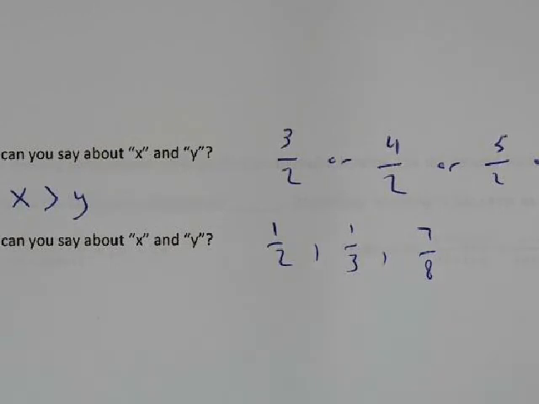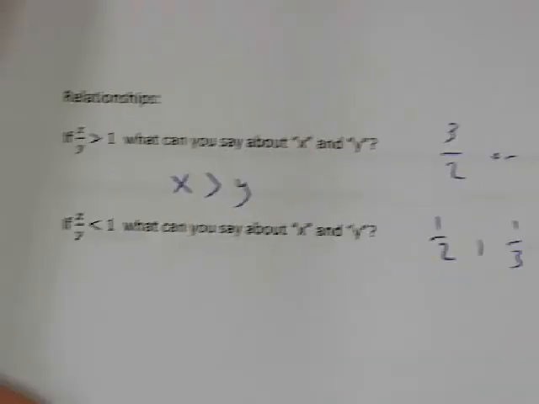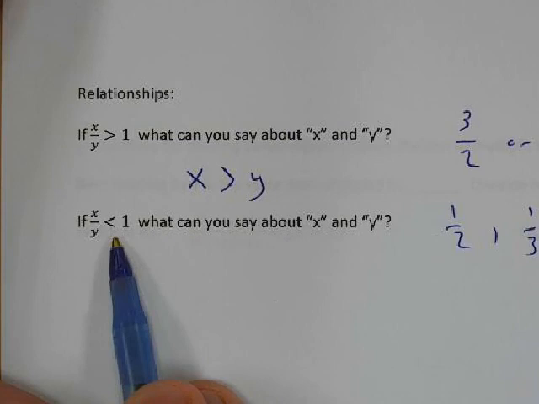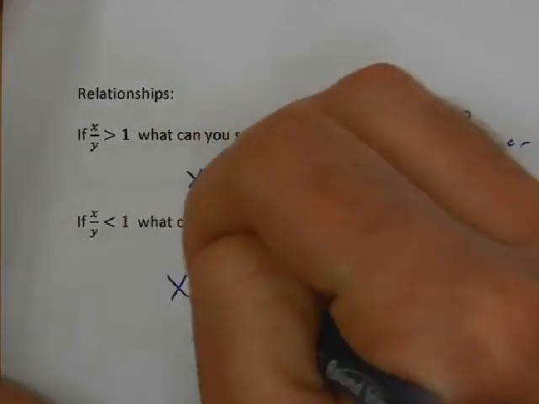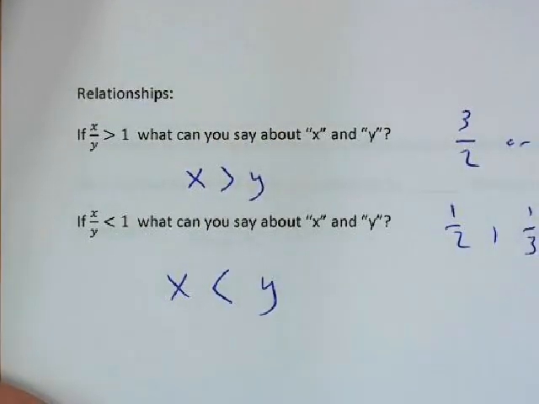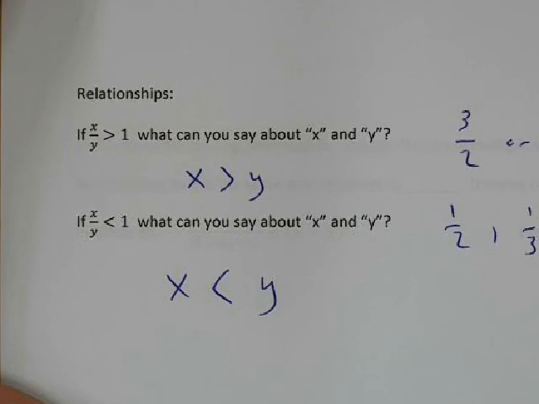So anytime that my numerator is smaller than my denominator, well, the value of my fraction is going to be less than 1. Okay, so what can we say about x and y? Well, this time x has to be less than y. Okay. And then that's it. So just something to keep in mind with fractions in general. Hopefully that made sense. That wraps up Objective 2.